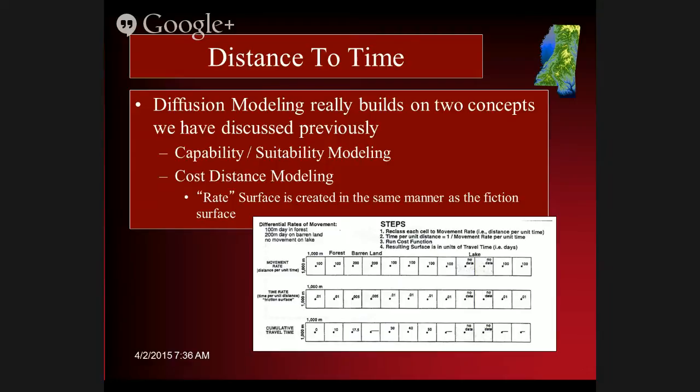Well, in diffusion modeling, using capability suitability modeling, the goal is to create a surface. We're going to call it a rate surface, and it gets created in the same manner as the factor surface, except now it's the time that it takes to get to a certain place.